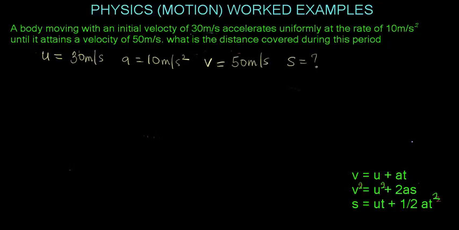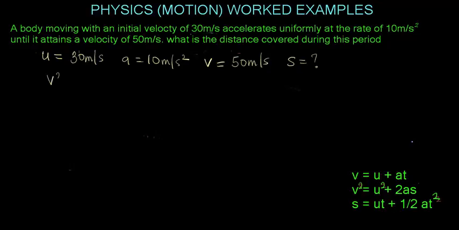Now if we look at all these parameters, we look at the equations underneath here, and we try to say which equation will be suitable for it. The only equation that has v, u, a, and s is equation 2. So equation 2 is the only one that we can use to solve this problem. So we take equation 2.